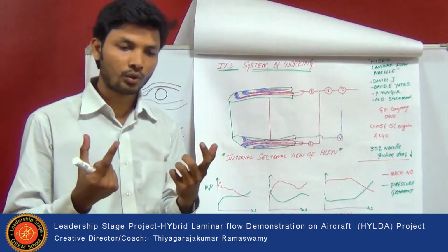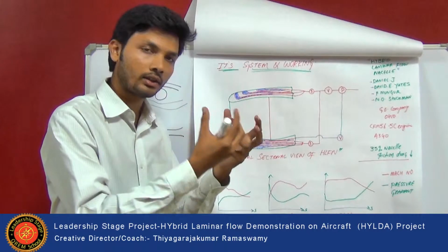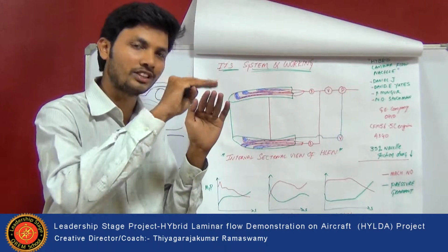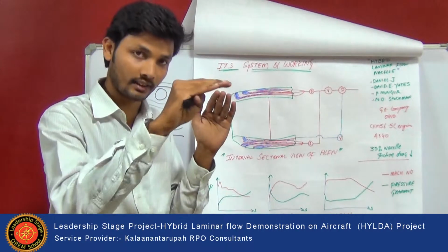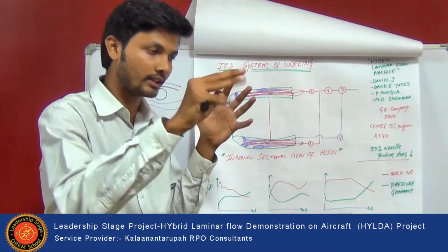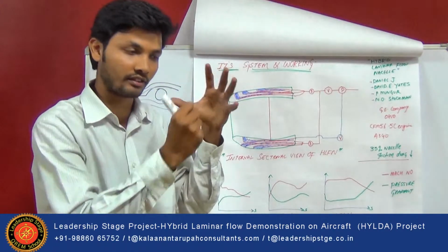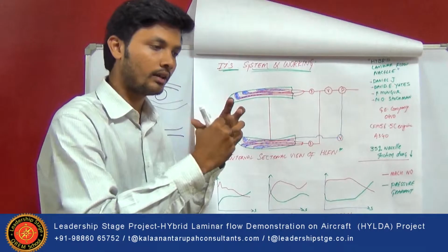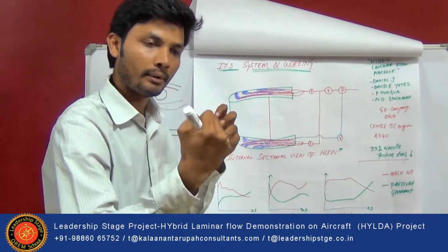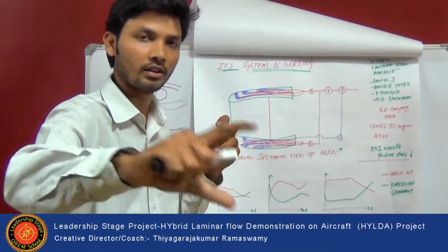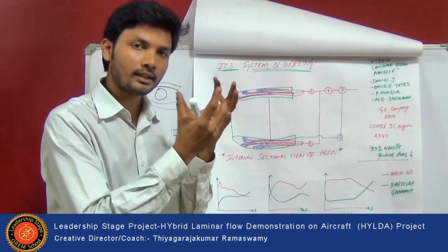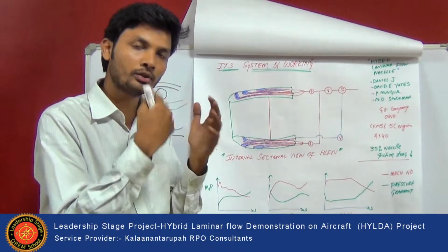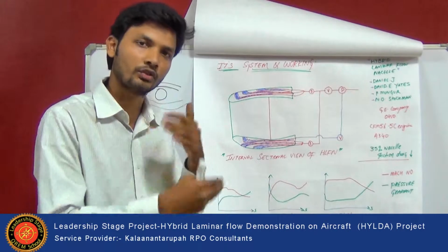What the hybrid laminar flow does over here is suck the air from the boundary layers of the surface of the aeroplane, of the nozzle. Whatever air is cutting the nozzle, they suck from the boundary layers of the surface, take it to the pump, and then it is exhausted through the fan nozzle. The reason they are sucking here is to reduce the turbulent flow on the surfaces of the nozzle.